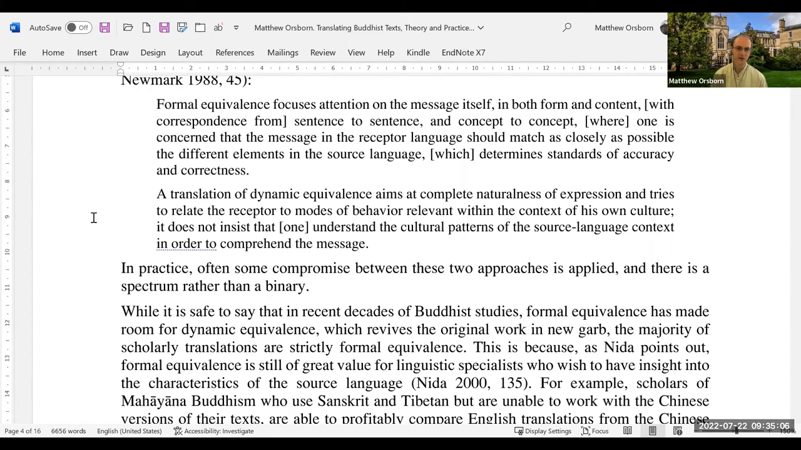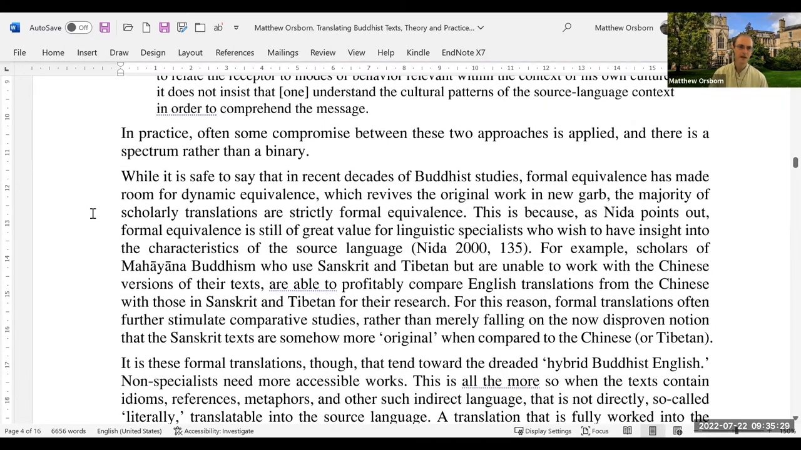On the other hand, a translation of dynamic equivalence aims at complete naturalness of expression and tries to relate the receptor to modes of behavior relevant within the context of his or her own culture. It does not insist that one understand the cultural patterns of the source language context in order to comprehend the message. So it does a lot of cultural work unpacking for us. Now, in practice, often some compromise between these two approaches is applied, and it's a spectrum between formal and dynamic rather than binary, either one or the other.